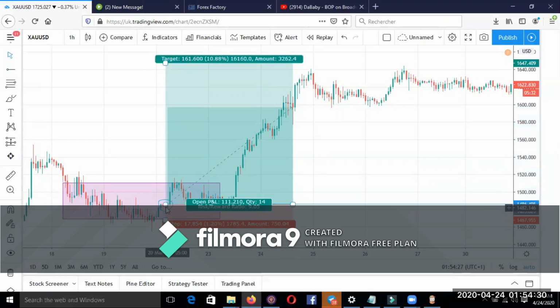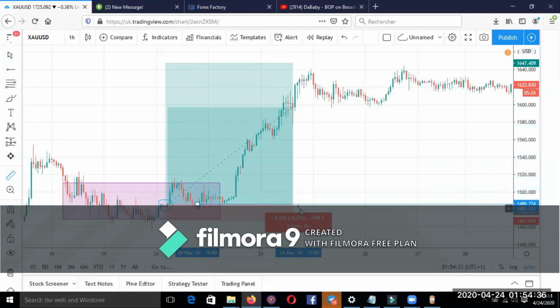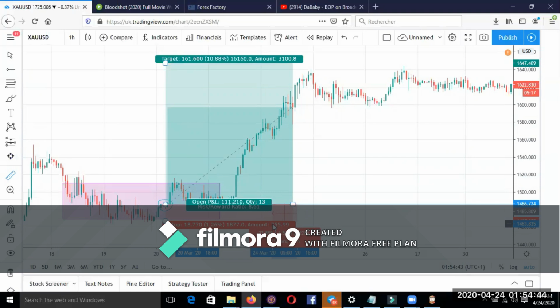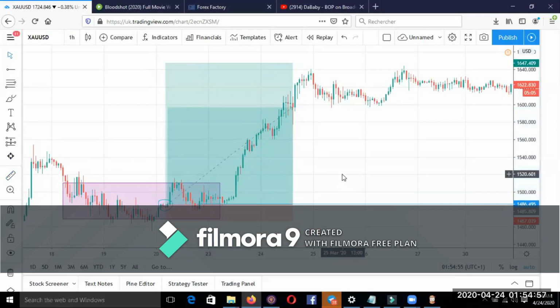So you see now, instead of using a 40 pip stop loss, you'll be using a stop loss tighter than that. This is a 22 pip stop loss. Instead of a 40 pip stop loss, now you are using a tighter stop loss and reducing your risk to reward, right? You see how accurate it is.